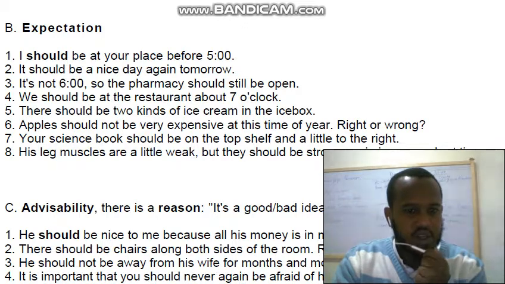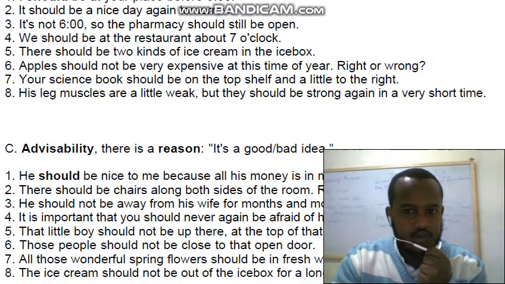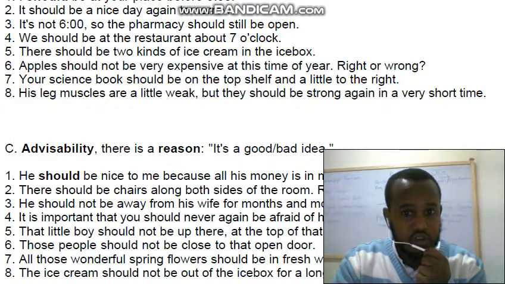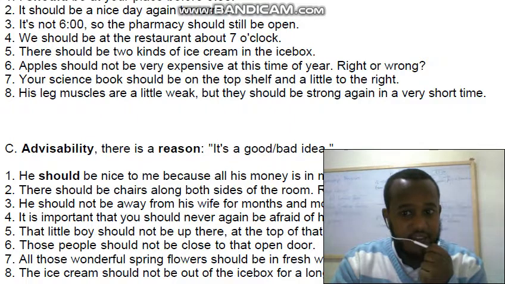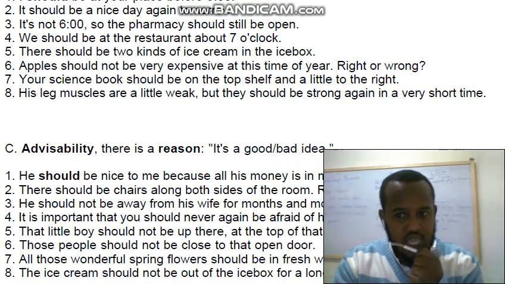Your science book should be on the top shelf and a little to the right. His leg muscles are a little weak, but they should be strong again in a very short time.